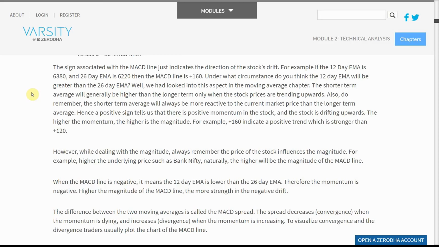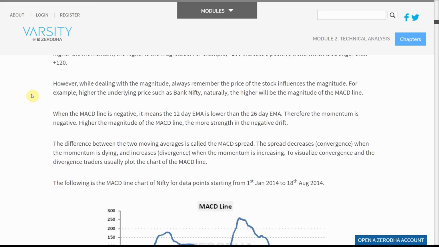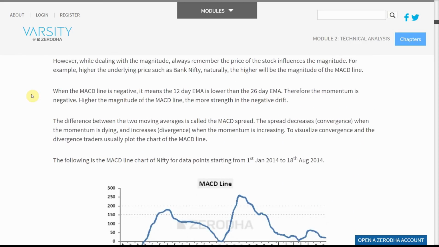For example, the higher the underlying price, such as Bank Nifty, naturally the higher will be the magnitude of the MACD line. When the MACD line is negative, it means the 12-day EMA is lower than the 26-day EMA. Therefore the momentum is negative. The higher the magnitude of the MACD line, the more strength in the negative drift. The difference between the two moving averages is called the MACD spread. The spread decreases (convergence) when the momentum is dying, and increases (divergence) when the momentum is increasing.